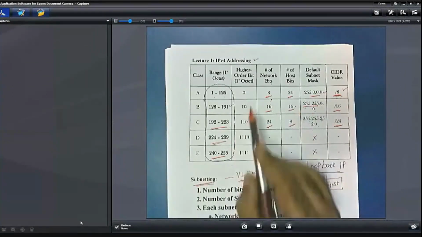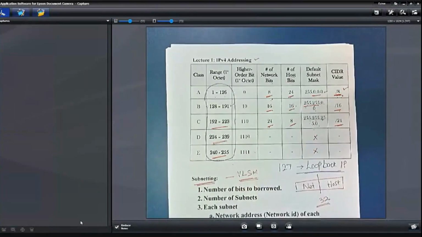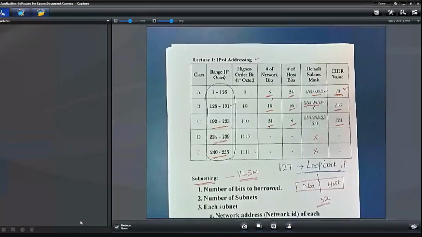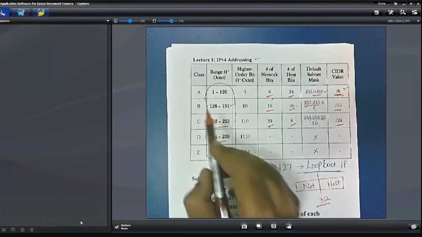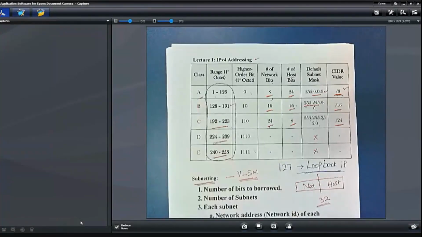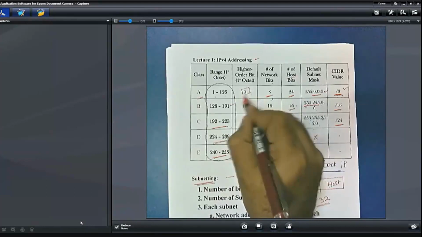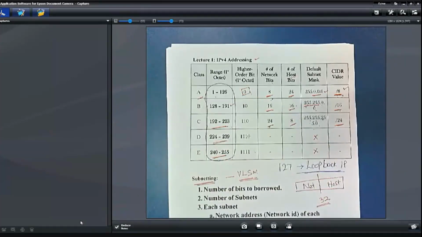There, you can see this one. This is called the higher order bit. What does higher order bit mean? This bit will be fixed, the first bit. For a class A IP address, the first bit will always be 0. It is reserved. You cannot change it. You cannot make this 1 for a class A IP address.